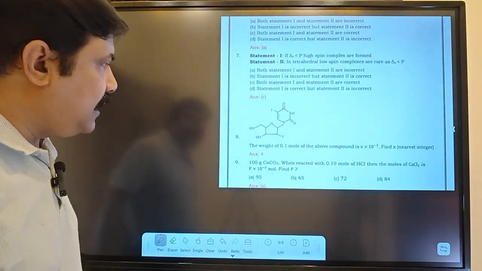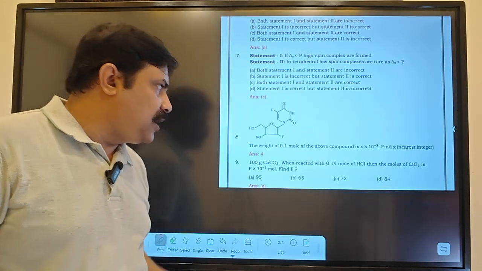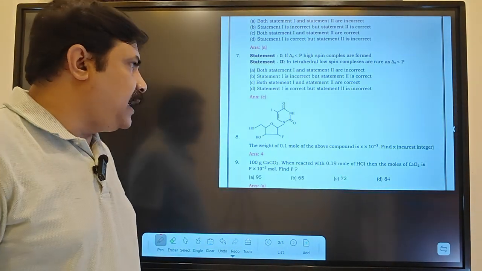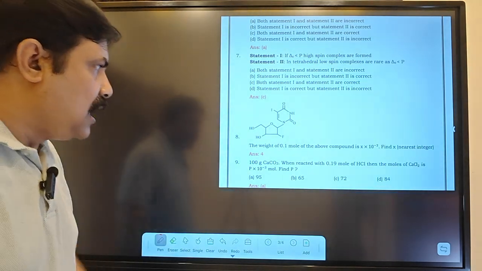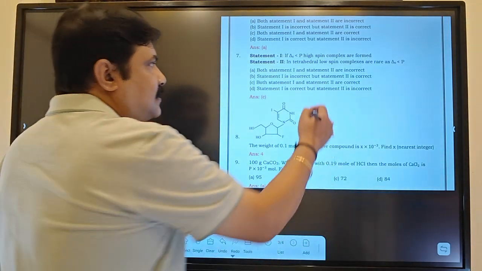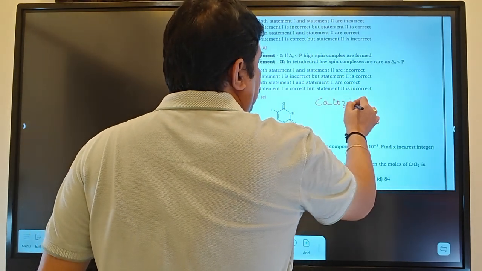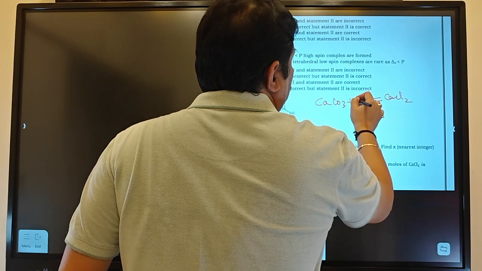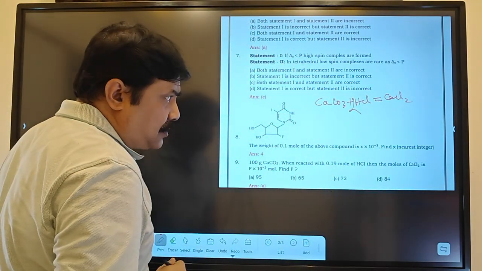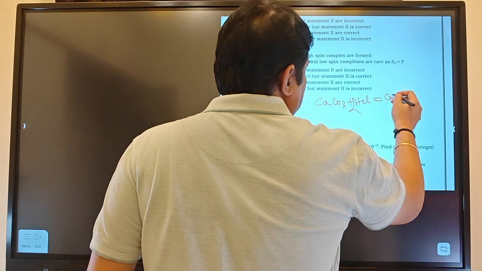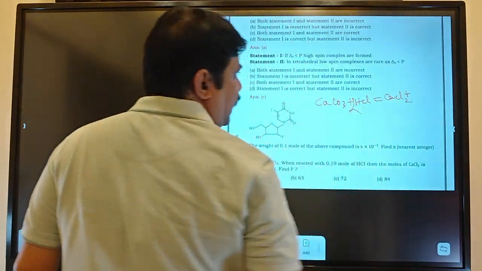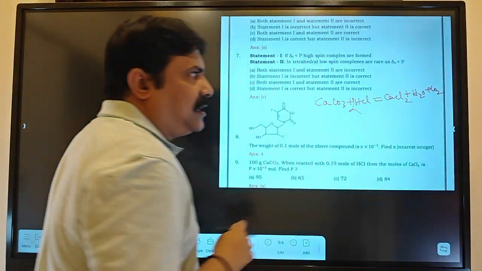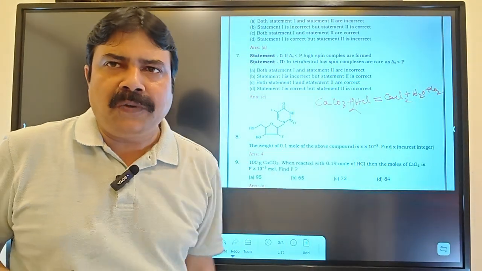Now the ninth question says: 100 gram of calcium carbonate, when reacted with 0.1 mole of HCl, then the moles of calcium chloride formed is P into 10 power of minus 3. Find out the P. Now when calcium carbonate reacts with HCl, what will it form? Calcium chloride, and 1 mole of calcium carbonate reacts with 2 mole of HCl to give 1 mole of calcium chloride, and H2CO3, meaning H2O plus CO2, is formed.